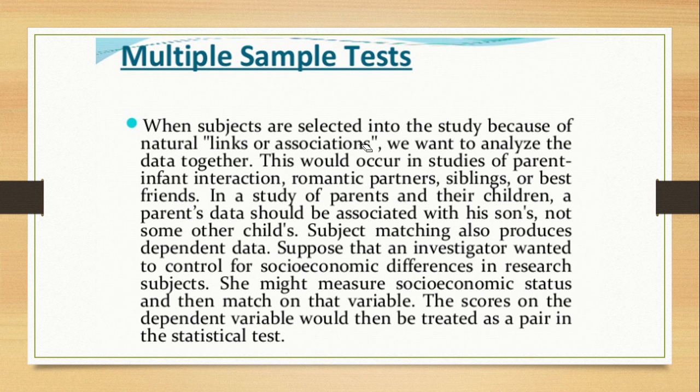So when subjects are selected into the study because of natural links or associations, we want to analyze the data together. This would occur in studies of parent-infant interactions, romantic partners, siblings, or best friends. In a study of parents and their children, the parents' data should be associated with their own child's, not some other child's. Subject matching also produces dependent data. Suppose that an investigator wanted to control for socioeconomic differences in research subjects. She might measure the socioeconomic status and then match on that variable. The scores on the dependent variables would then be treated as a pair in statistical tests.